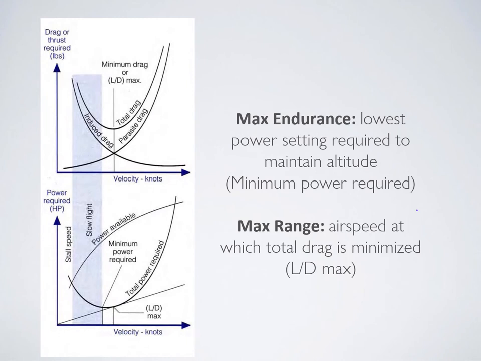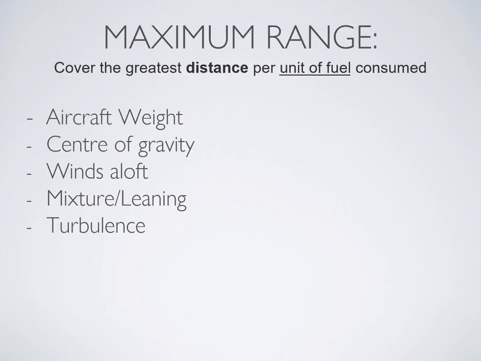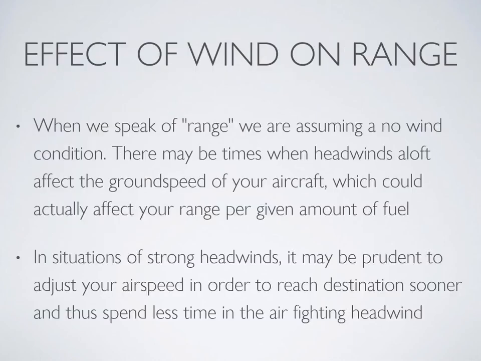So now you understand the difference between maximum range and maximum endurance, and you know how to find them from the aircraft POH. But is your maximum range power setting and airspeed from the POH always going to give you the maximum range for your aircraft? And the real answer is no, it won't. Not only can things like aircraft weight, center of gravity, and mixture or leaning have an effect on your maximum range, but winds aloft and turbulence can also have a significant impact on how far your plane can fly. The performance charts that you saw in your POH assumed a no-wind condition.